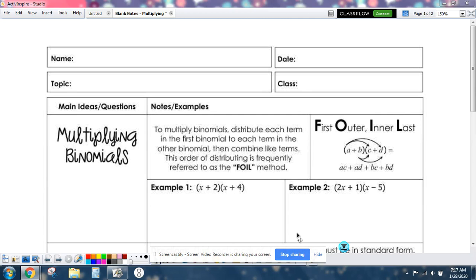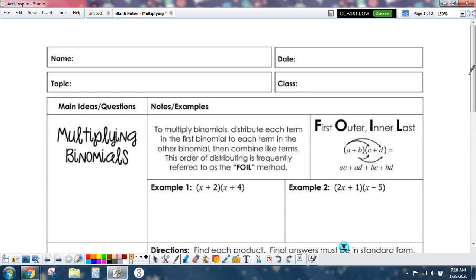So you may have heard people talk about the FOIL method, maybe an older sibling, other people. FOIL just basically means first, outer, inner, last. So you start by multiplying the first two terms, and then you write that down at the bottom, and then you do the outside terms, and then you do the inside terms, and then you multiply the last terms here. So we're going to do two examples, and then I'm going to show you how to multiply binomials and trinomials, and then you're going to practice this yourself.